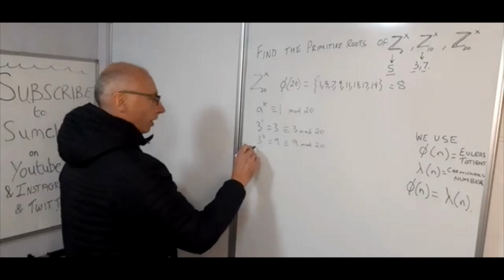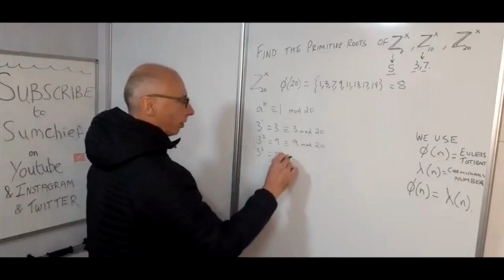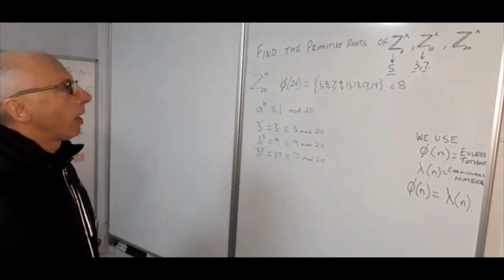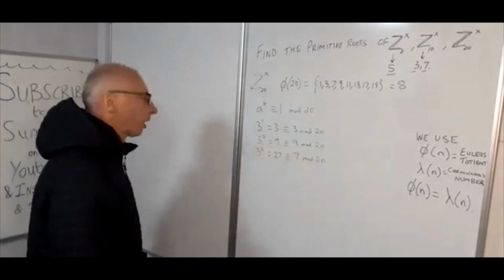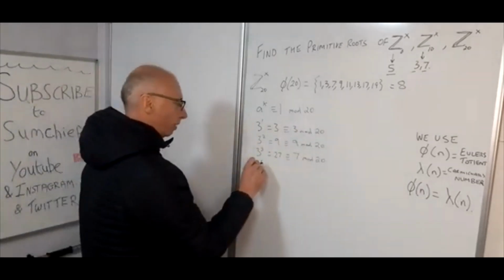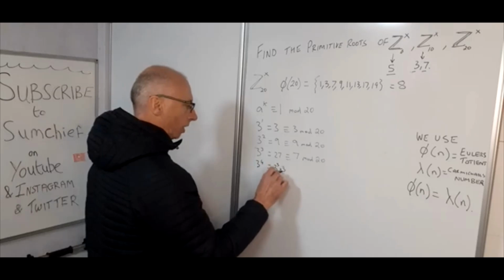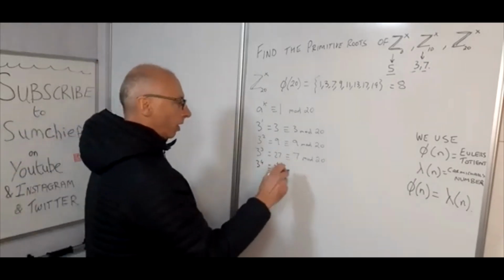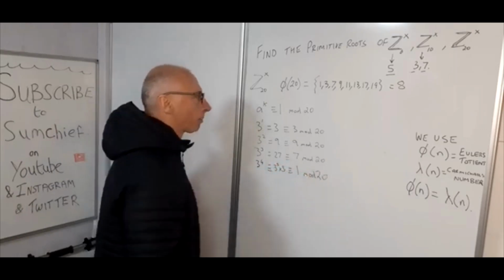Okay, 3 cubed equals 27, which is congruent to 7 mod 20. So what we're hoping for is we can get up to 8. That's what we're looking for. 3 to the power of 4 equals 3 cubed times 3, which is congruent to 7 times 3, 7 threes are 21, which is congruent to 1 mod 20.